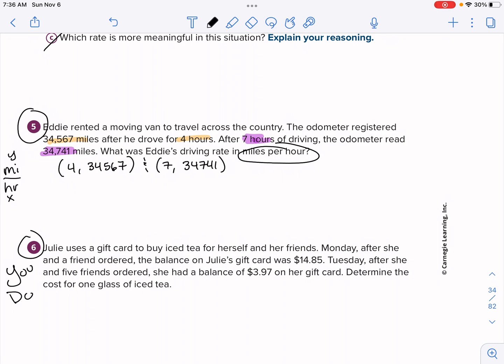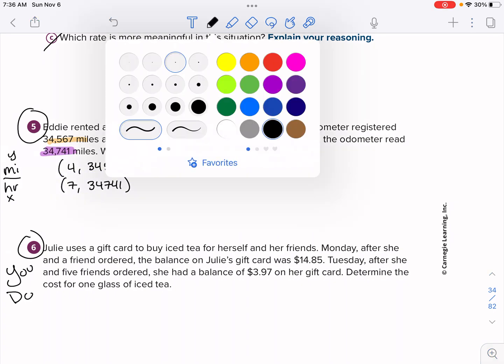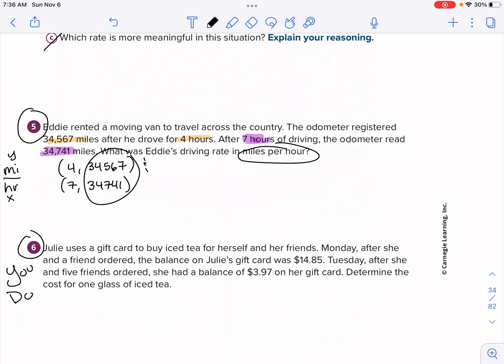So now let's divide this. Actually, I should have put this vertically, just so it kind of helps when you set up the subtraction algorithm. All right, let's subtract those two values. I'm gonna go from bottom up here. So let's do 34,741 minus 34,567. And we're going to do 7 over 4. That's a little bit easier than the first one.